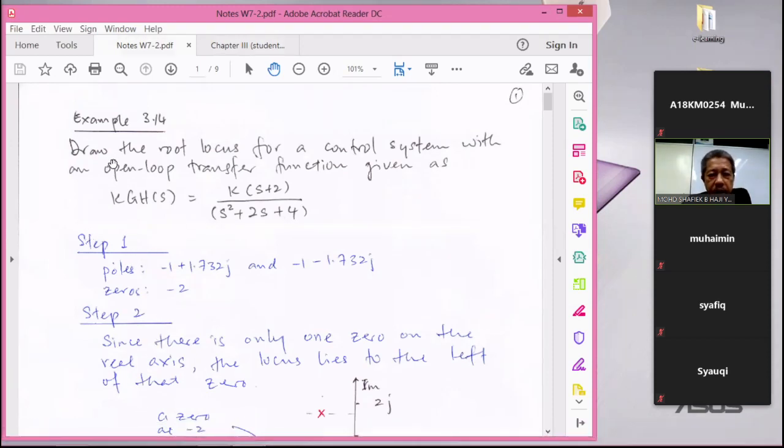It says, draw the root locus diagram for a control system with the open loop transfer function given as below. So you are already given this open loop transfer function. If you are given the closed loop system, you need to extract this open loop transfer function from that closed loop system. We are going to use the open loop transfer function to help us draw the root locus diagram for the closed loop system. So we need to go back to our steps.